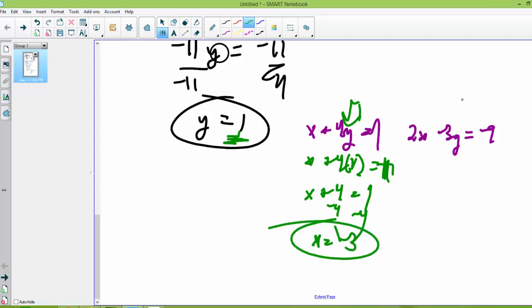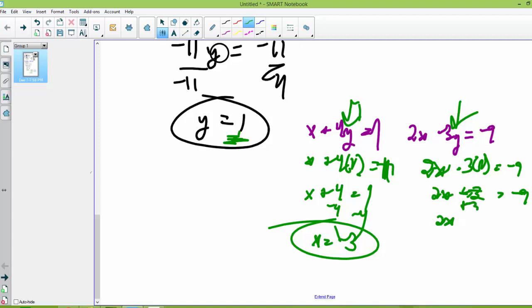If you plug it in for this y, you should get the exact same answer. A good way to check that you've done it right is to do that. 2x minus 3 times 1 equals negative 9. So 2x minus 3 equals negative 9. So 2x, you're going to add 3 to both sides, equals negative 6, and therefore 2x, you would then divide by 2. So x equals negative 3.